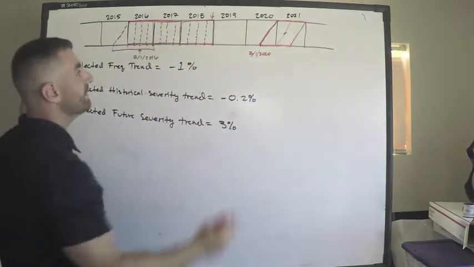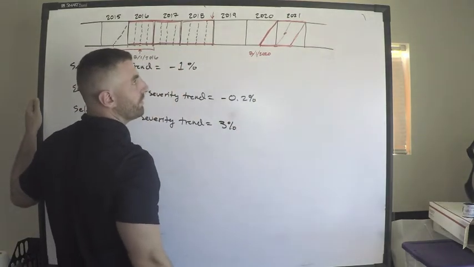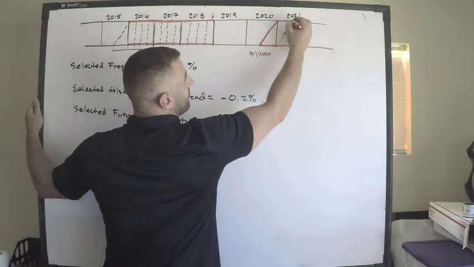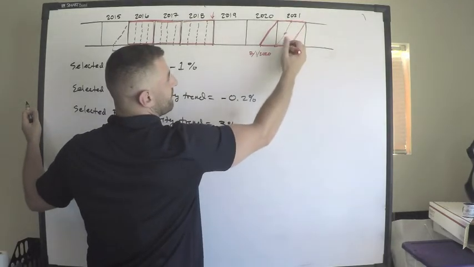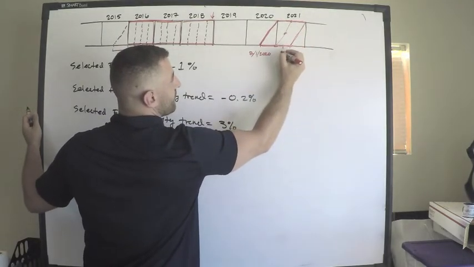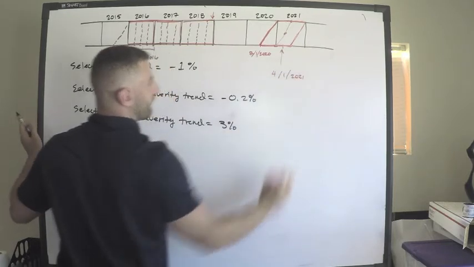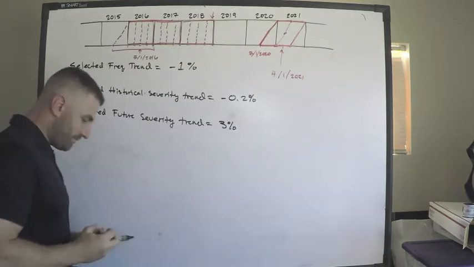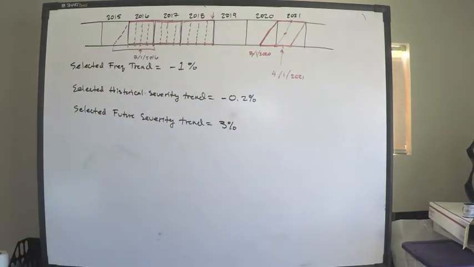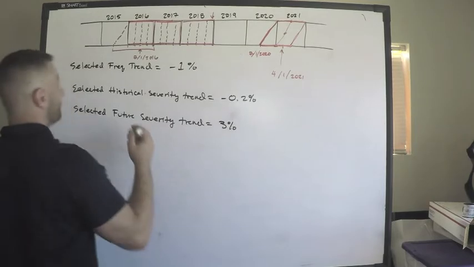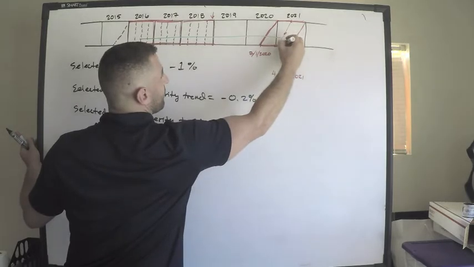So the average of the bottom is right here. It's exactly January 2021. The average of the top is right here. It's 7/1/2021. And if I average these two points, that will give me the one right in the middle. What is the one right in the middle? This is going to be 4/1/2021. So that's what we're going to trend to. So I'm going to trend from there to there. I'm going to trend from 7/1 all the way to 4/1.